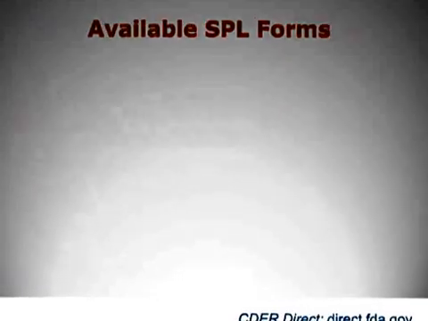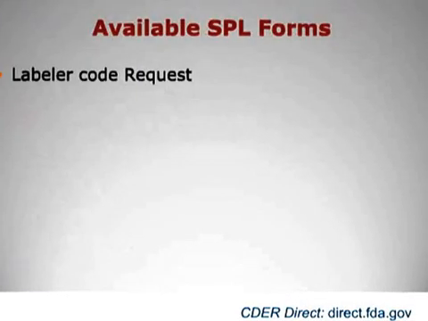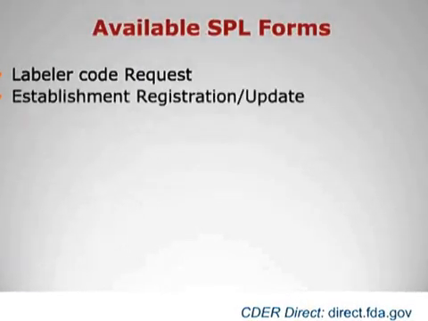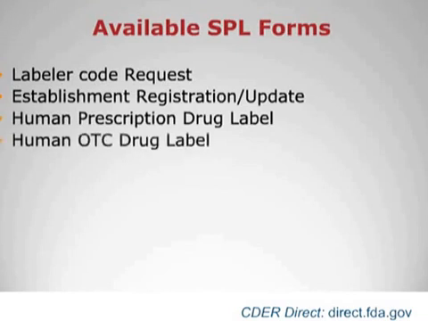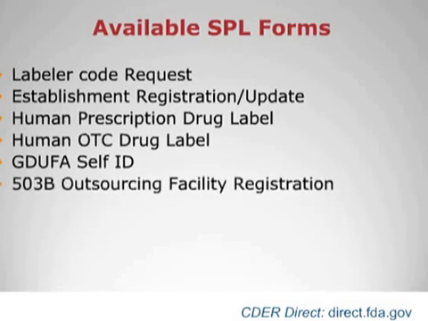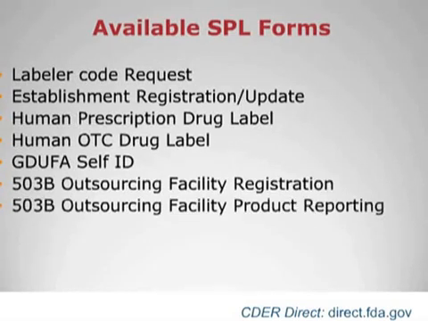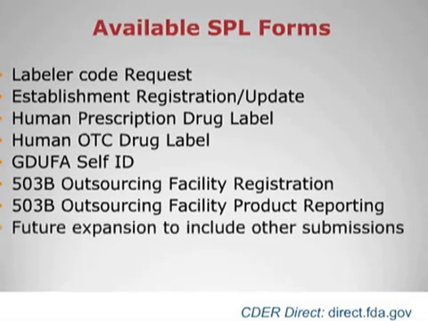This slide highlights available SPL forms: labeler code request, establishment registration and annual updates, human prescription drug label, human OTC drug label, GDUFA self-identification, and 503B outsourcing facility registration and product reporting. We are looking into future expansion for other submissions in the near future.